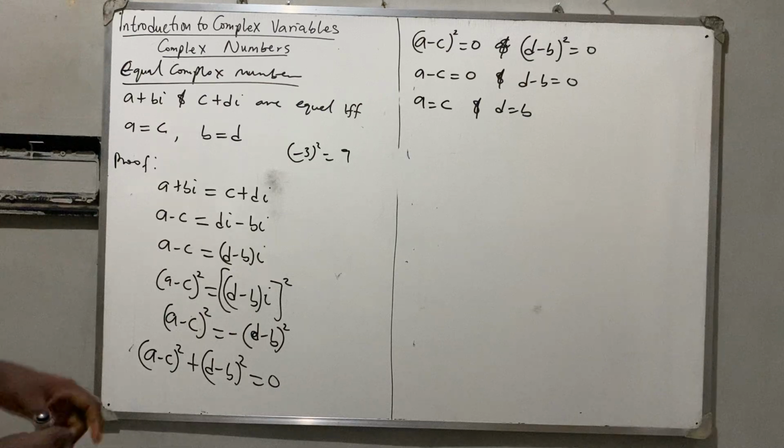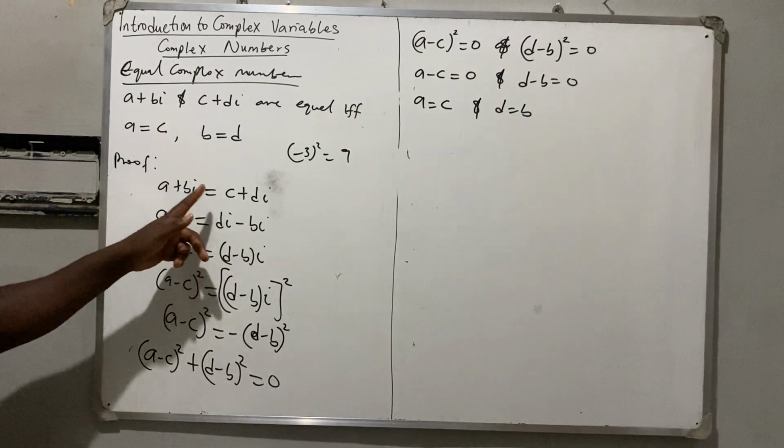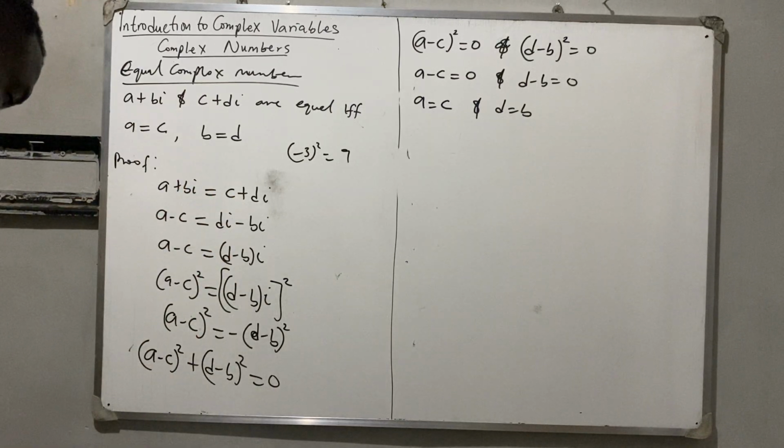So the only way two complex numbers can be equal is if the real part is equal to the real part and the imaginary part is equal to the imaginary part. So take note of that.